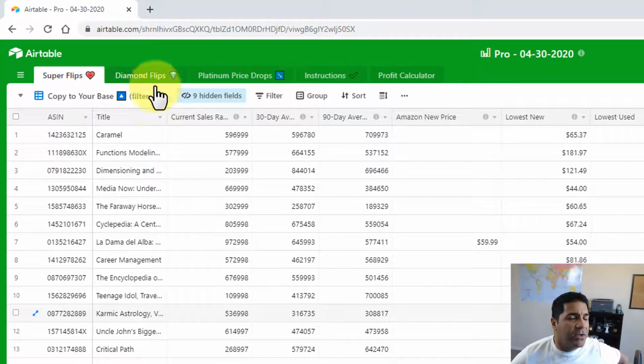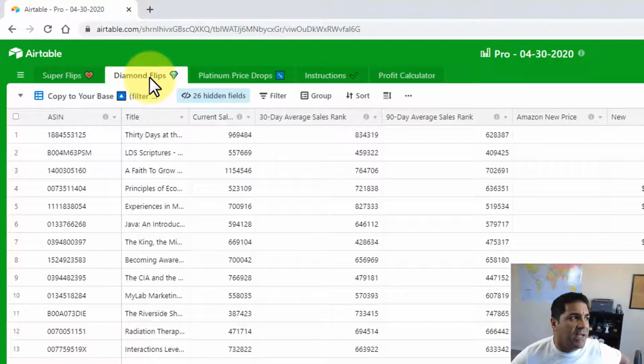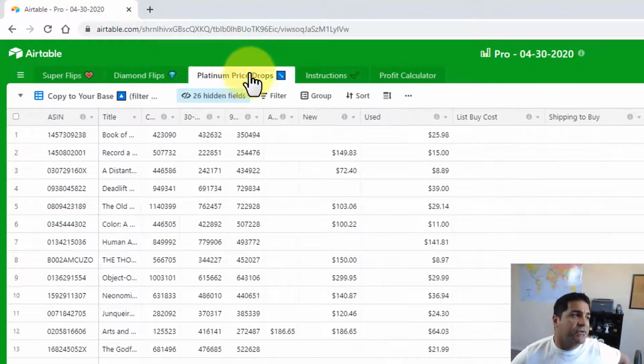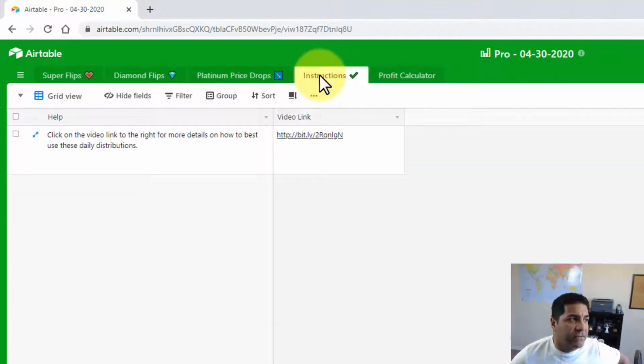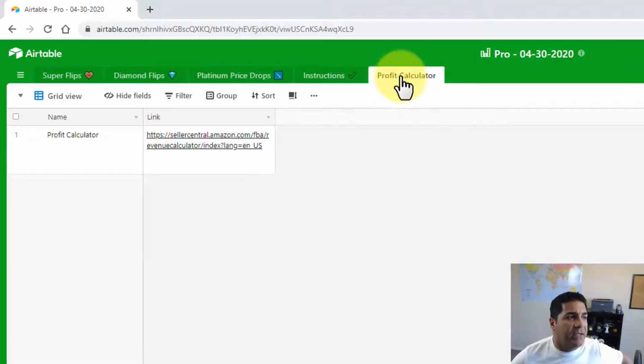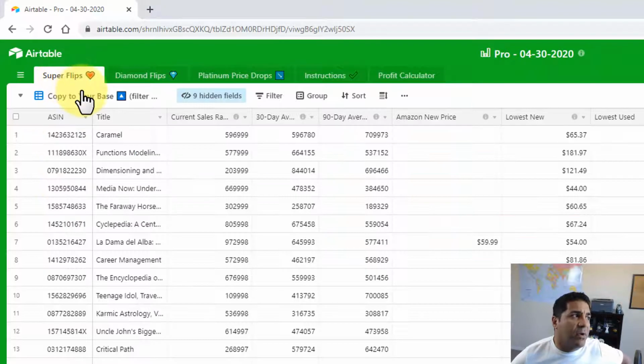So at the top here, you'll see these tabs are also called tables. So we've got super flips, we've got diamond flips, platinum price drops, we've got an instructional video, so you don't need to go back and look at the other one if you just want a quick video on how best to use this, or if you forgot or need a reminder, you can just click there. And then we've got a link to the profit calculator on Amazon, and I'll show you that in a little while. So in this video, we're going to spend probably most of our time on super flips.